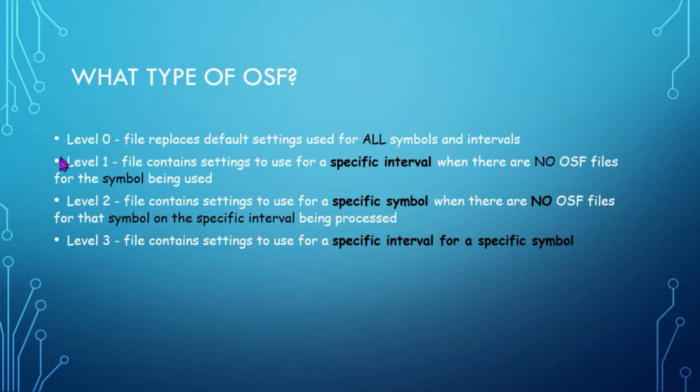So a recap is level 1 is for a specific interval. Level 2 is for a specific symbol. Maybe you always want to use the same settings for oil. And then level 3 is if you want to use a specific interval and a specific symbol. So maybe you have certain settings that you always want to use for IBM on a daily chart. So now let's go to TradeStation and see how this all works.